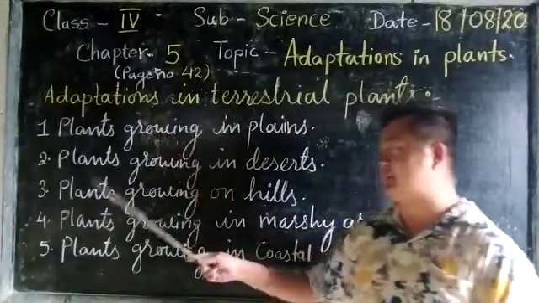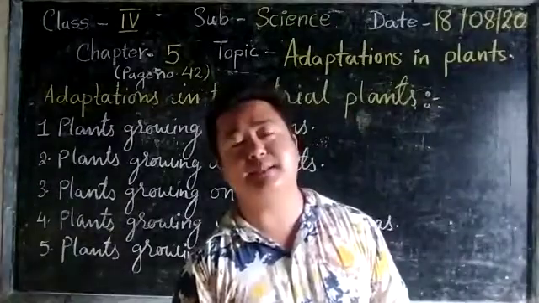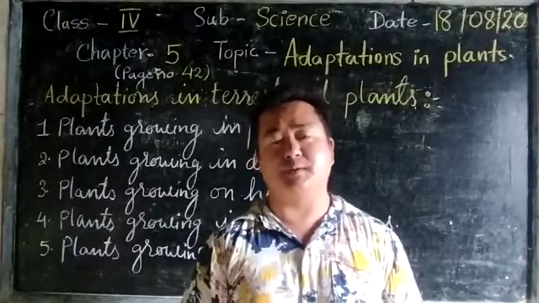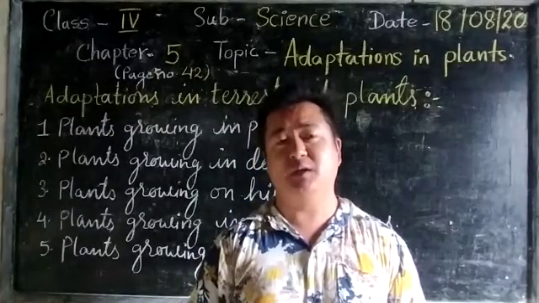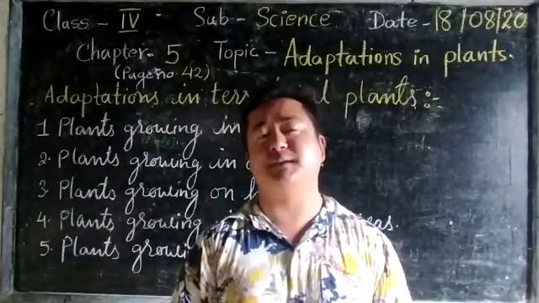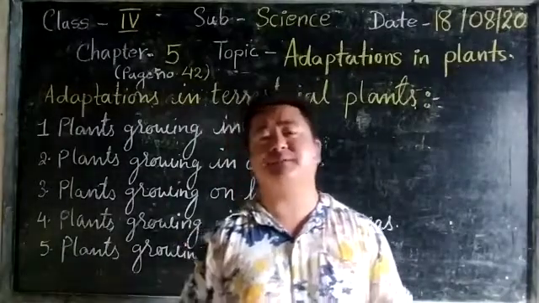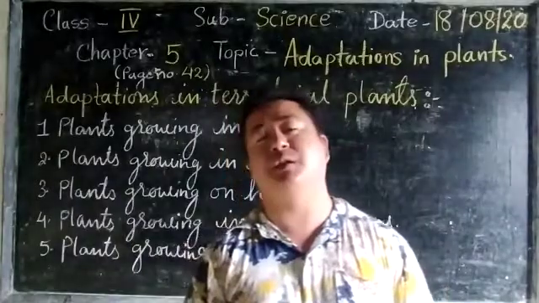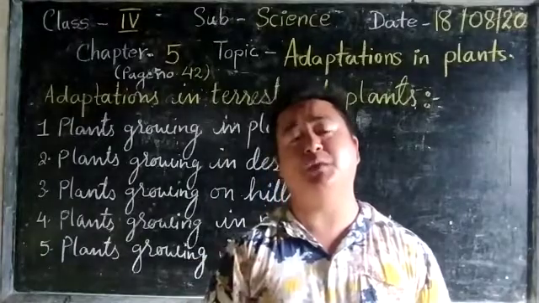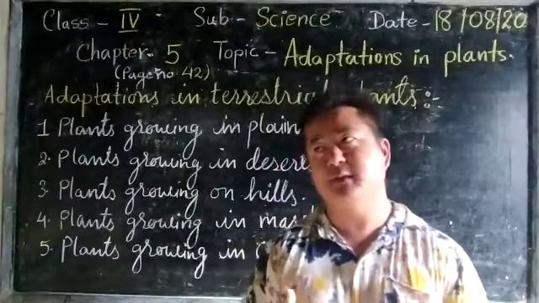Next, let us move on to the fourth, plants growing in the marshy areas. Marshy areas are also known as swamps, because it's a lowland and it's wet, and the areas have a very high water content. The soil is very clayey and very sticky, and usually the plants found in these areas are known as mangroves. The characteristics or main ways of adaptation shown in these plants are as follows.